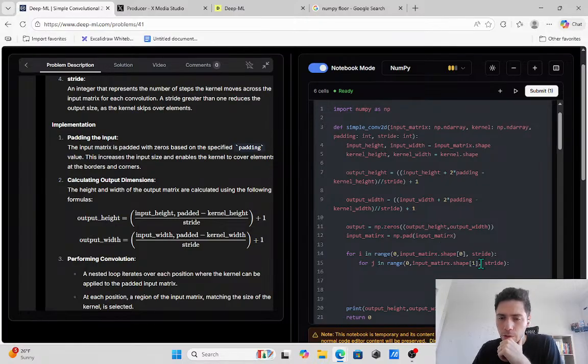Are we given a kernel? We are given a kernel. So this would be, let's call it M for the matrix. We have the input matrix currently, but we only want a subset of that. We only want it from till I.